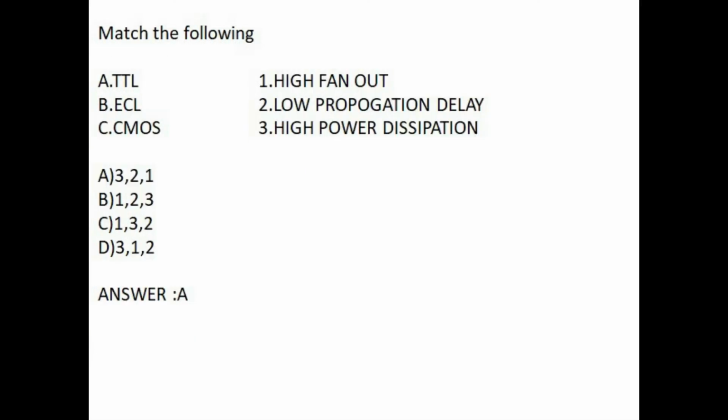The second question: TTL, high fan out; ECL, low propagation delay; CMOS, high power dissipation. From the comparison table we know that TTL draws more power, so TTL matches high power dissipation. ECL has the highest speed, therefore it must have the lowest propagation delay. And finally CMOS has high fan out. So the correct option is A.